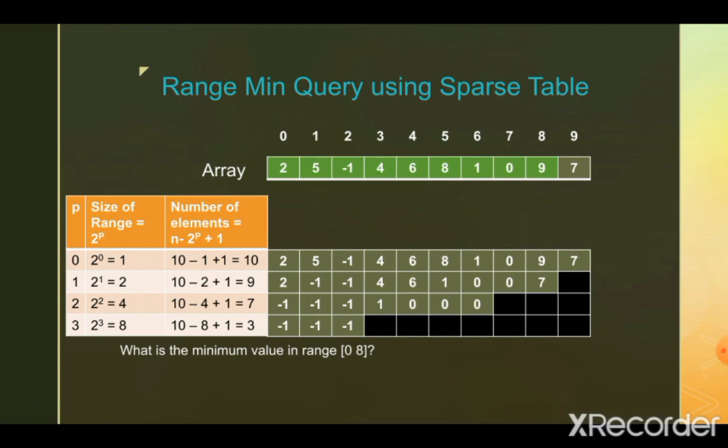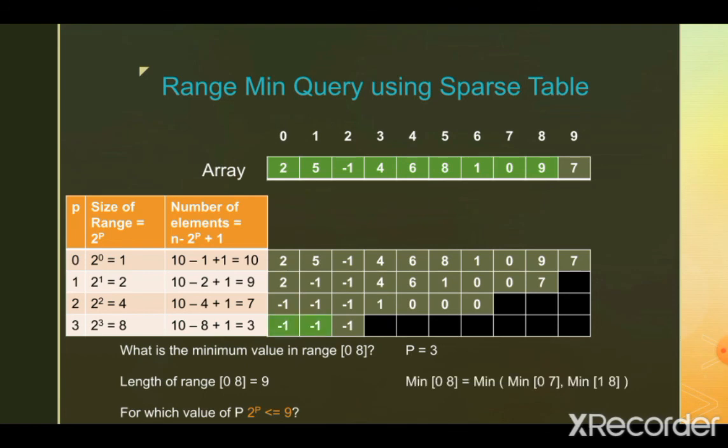Finally, let us consider one more example. We want to compute the minimum of range from 0 to 8. Length of this range is equal to 9 and this is not a power of 2. Then we find out the value of p such that 2 to the power of p is less than or equal to 9. We know that p equal to 3. So 8 is less than or equal to 9. So we divide this entire range from 0 to 8 into two sub-ranges of length equal to 8. And those two sub-ranges are from 0 to 7 and from 1 to 8.